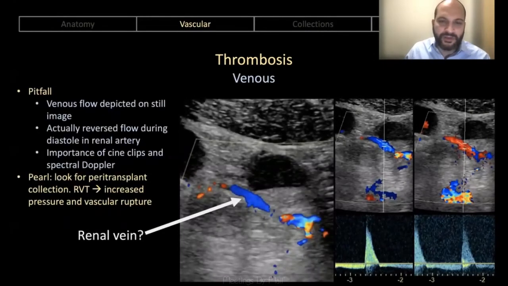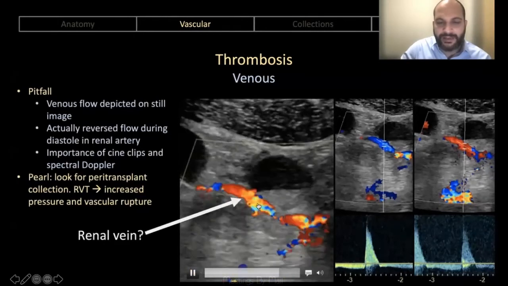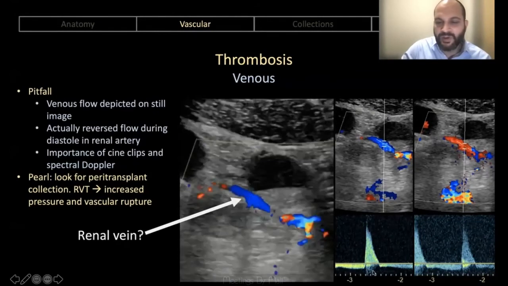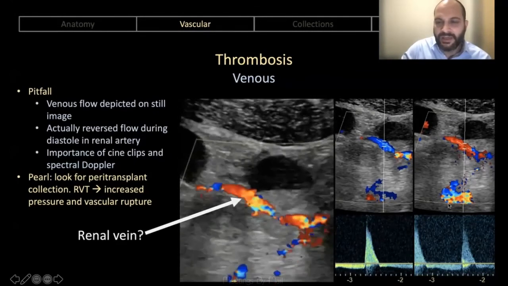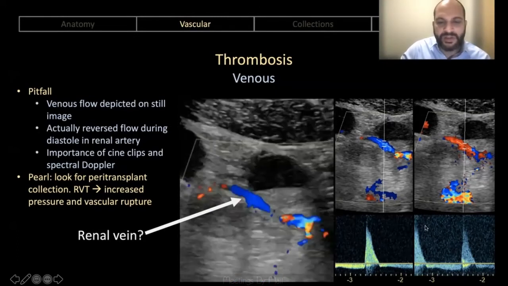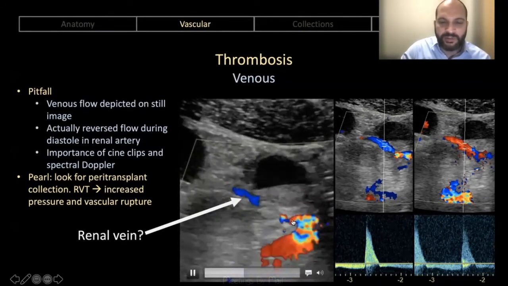So there are some pitfalls though. This is a case where the sonographer thought this may be a renal vein because it was coming away from the kidney. The kidney was located over here, and this was coming away, so it was thought to be a vein. But when you look at it on color Doppler, on a cine clip, you can see it's alternating between red and blue. When you put the spectral on it, you realize that the blue is just the reverse diastolic portion, and the red is the systolic portion. So in this case, there was no renal vein. This is a renal artery with reverse flow.